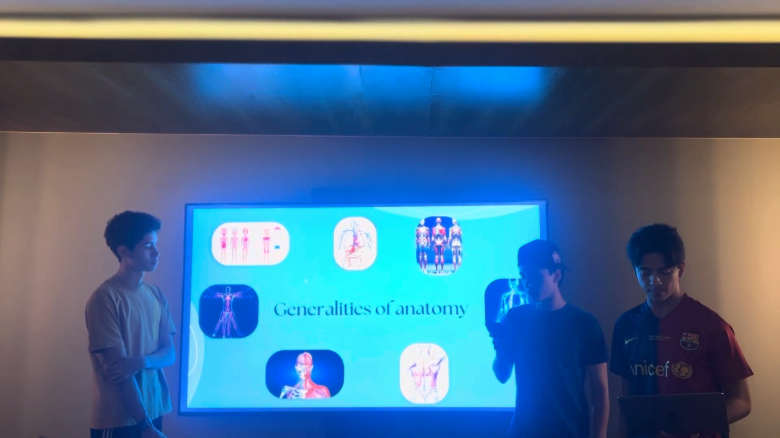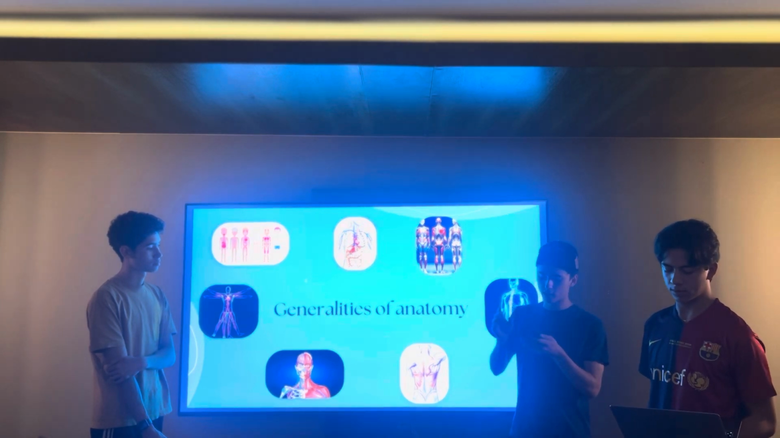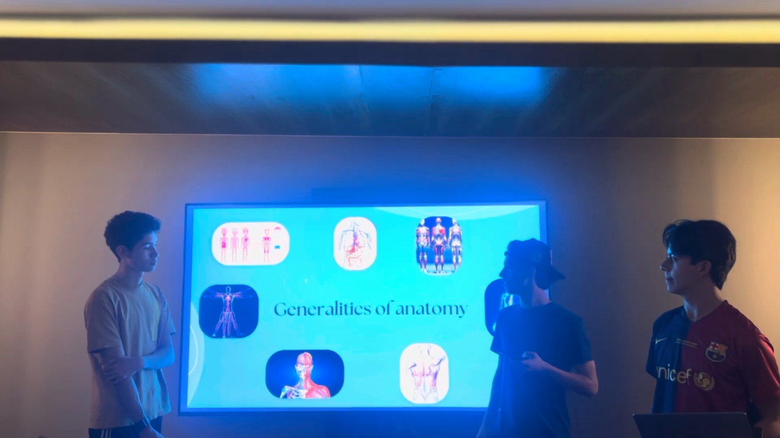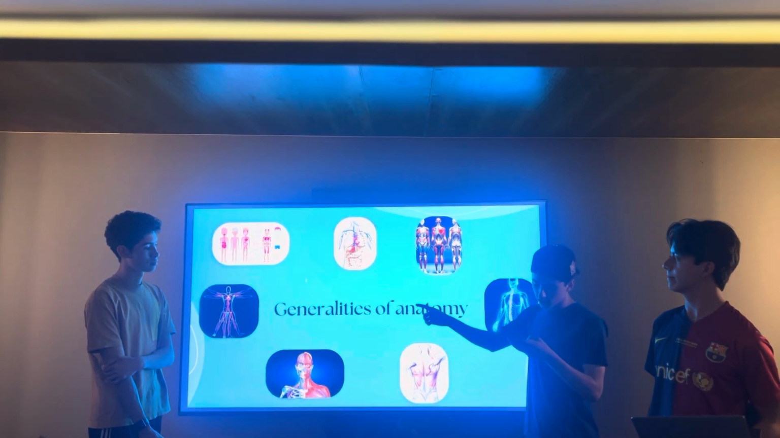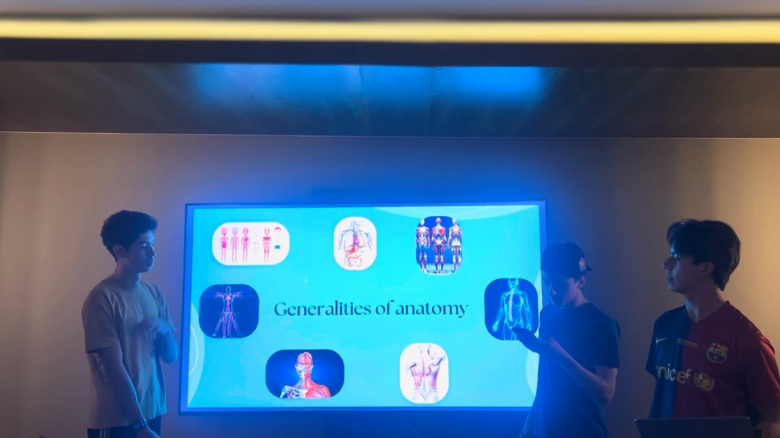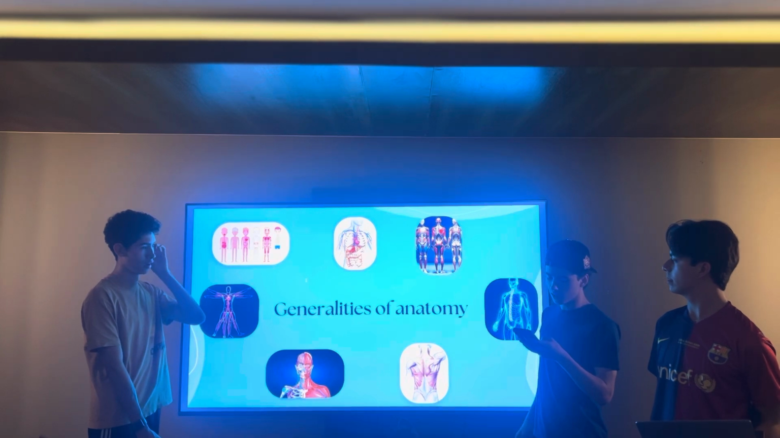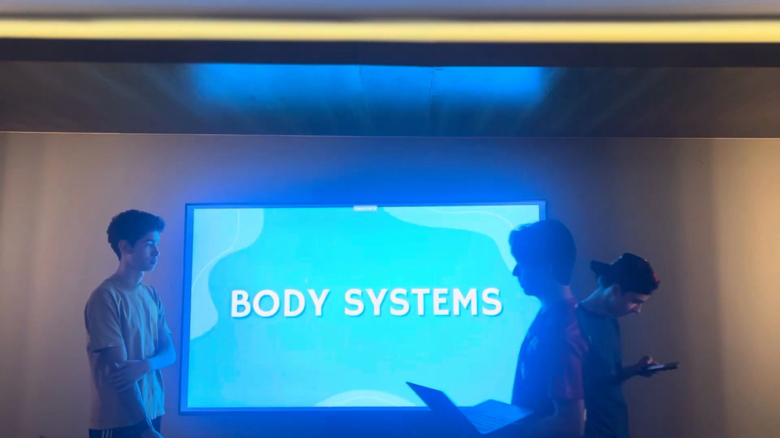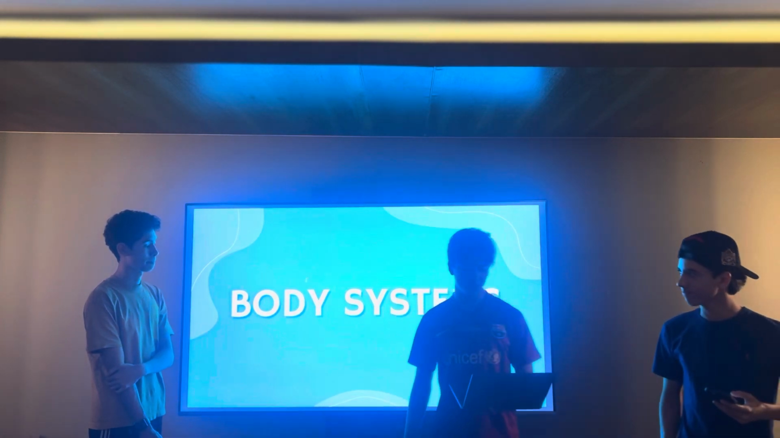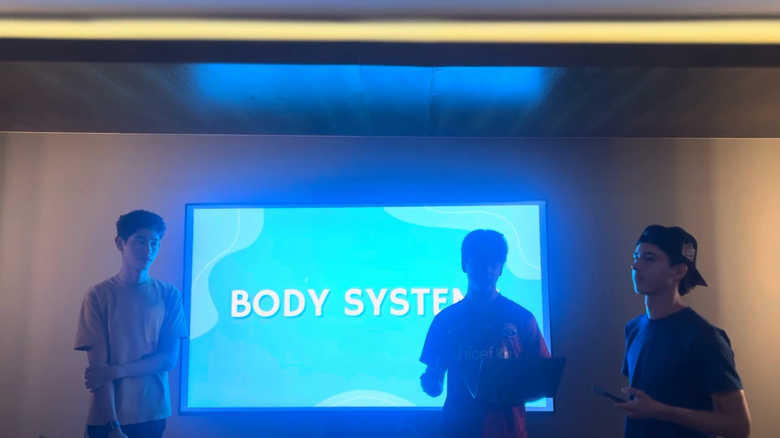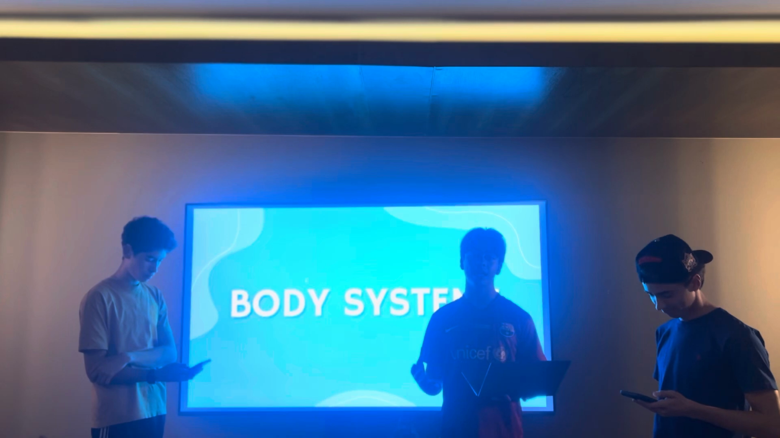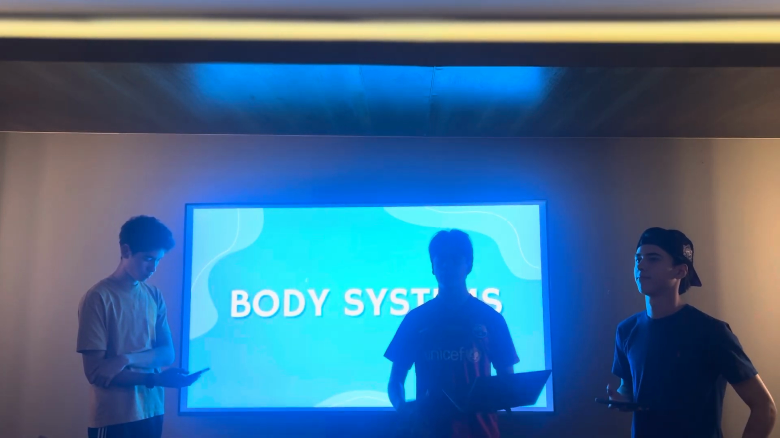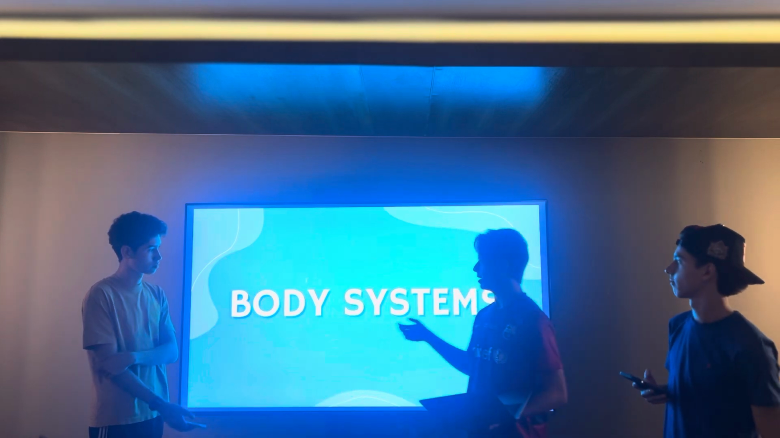Major body systems. Skeletal provides structure and protection. Muscular, nervous, circulatory, respiratory, digestive, urinary, endocrine, and reproductive. So the human body is an intricate network of interconnected systems that work together to maintain health in our bodies. So to have all of this, we need the body systems.